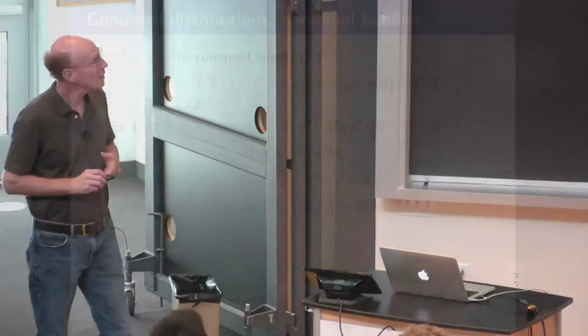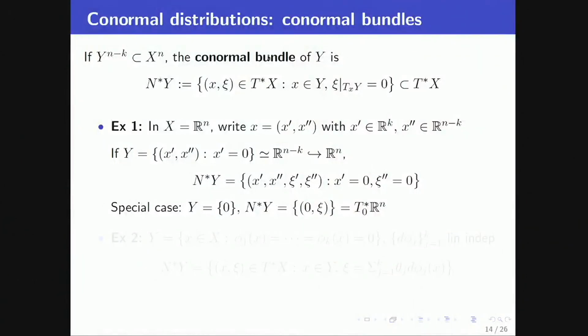Okay, so before we talk about general Fourier integral distributions, which really will be in the next lecture, and therefore Fourier integral operators, let's talk about this preliminary class, which are very, very nice, associated to submanifolds of Rn, or more general manifolds. So these are so-called conormal distributions.